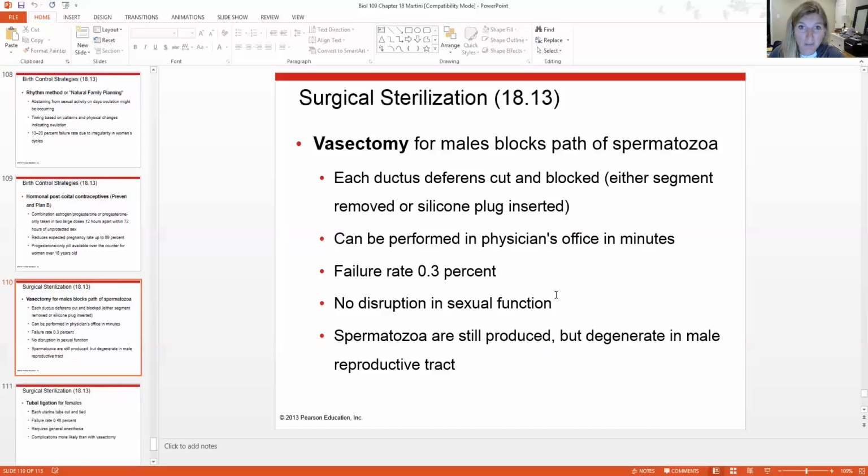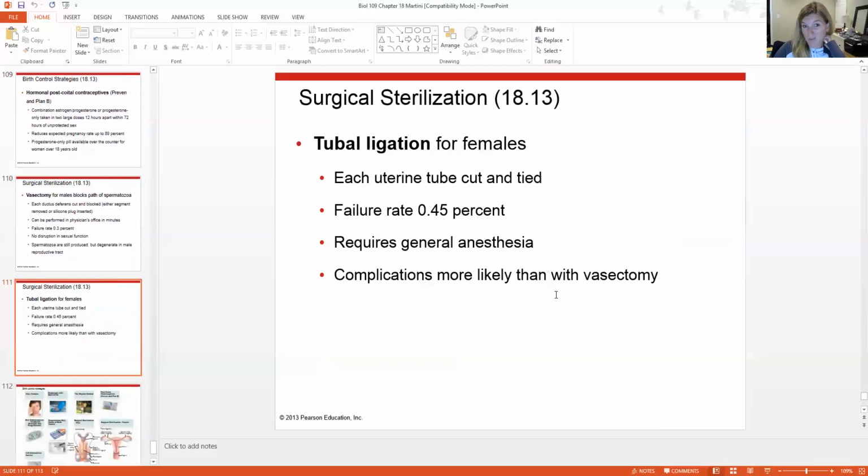Tell you a little secret, my husband has a vasectomy. I sat in the car with my kids while he went up to the office and had it done. It was pretty straightforward.